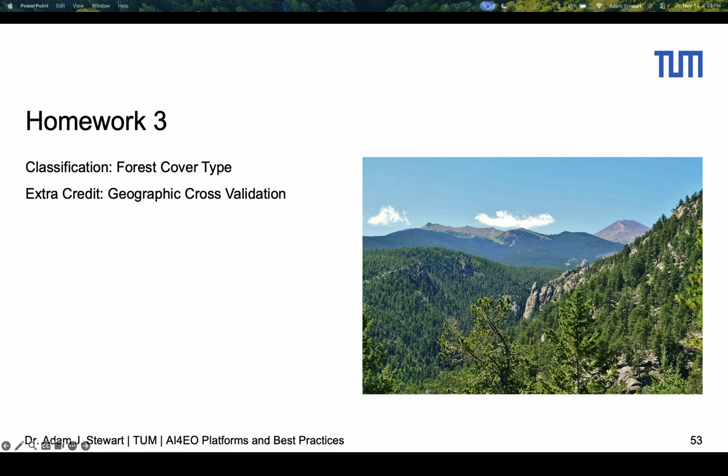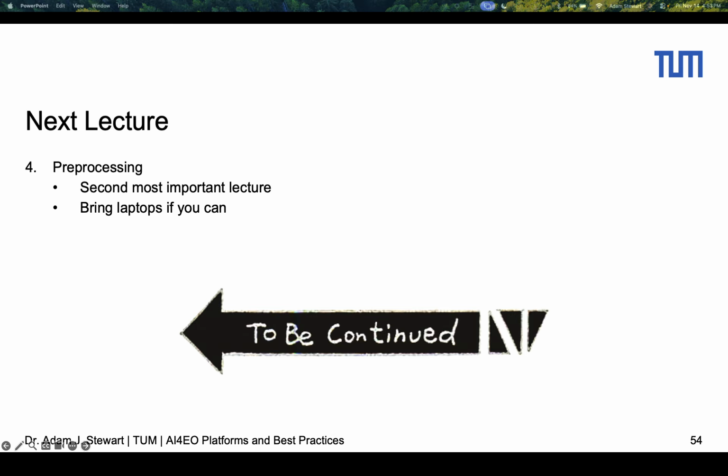What is the homework? We're going to be doing classification. So the first homework was regression, the second one was clustering. This is the first classification one. We're specifically going to be investigating forest cover type. And then there's extra credit for geographic cross-validation that I'll show in a second.